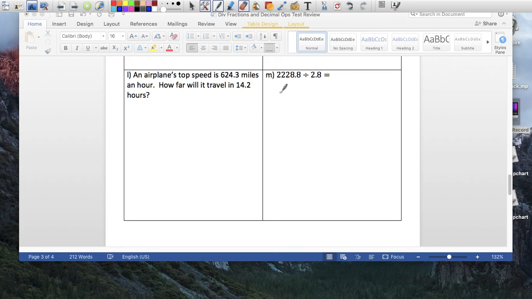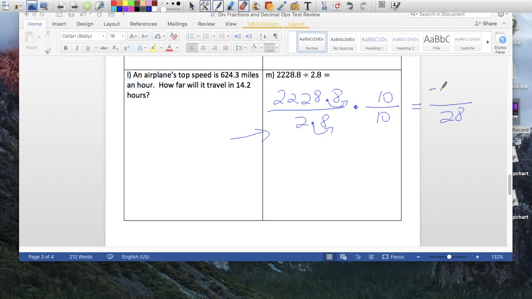Division. I'm going to do this the long way just to show you. So 2228.8 divided by 2.8. Remember what our goal is: to make our divisor into a whole number. So we have to multiply top and bottom by whatever changes it to a whole number. 2.8 will change to 28. We accomplish that by multiplying 2.8 times 10, which moves the decimal 1 over. And on top, I'm going to multiply by 10, and that decimal is also going to move 1 over.